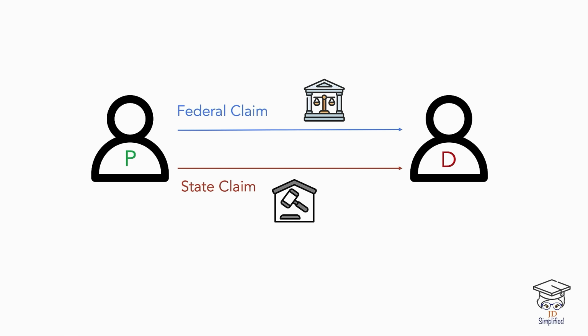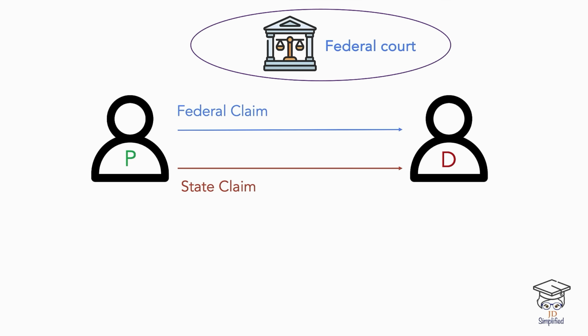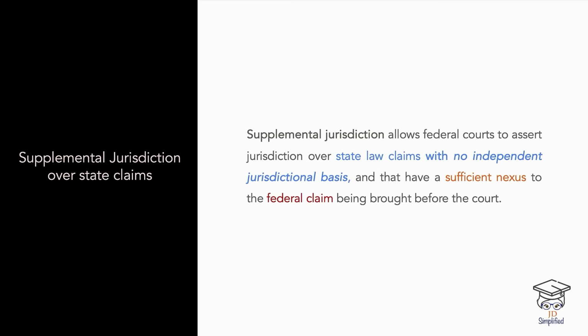Would she have to file the federal claim in federal court and then the state claim in state court? Not necessarily. She could likely file both claims in state court, right? Since state courts are courts of general jurisdiction. Or if the claims are sufficiently related to one another, she could file both in federal court. If the claims derive from a common nucleus of operative fact, then the federal court can exercise supplemental jurisdiction over the related state claim. Supplemental jurisdiction allows for federal courts to assert jurisdiction over state law claims with no independent jurisdictional basis and that have a sufficient nexus to the federal claim being brought before the court.